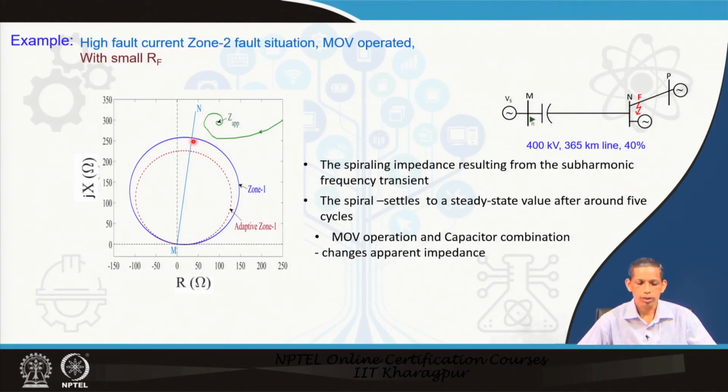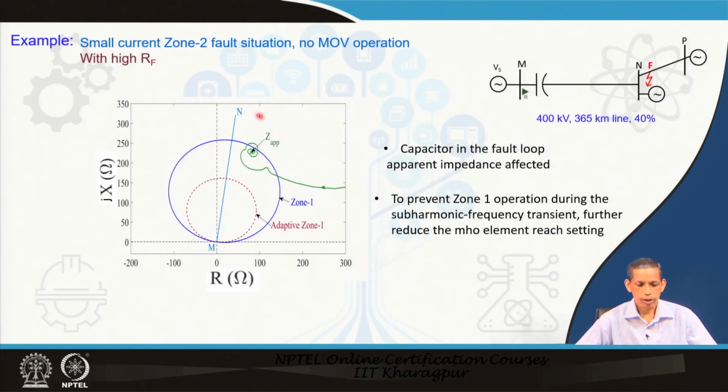But note that in between, because you consider MOV operation in the capacitors, the adaptive setting can be observed. Accordingly, the dotted line corresponds to the current value at one instant of time, and depending upon the current value, the dotted line is an adaptive zone 1 setting. Why do we carry out the adaptive zone 1 setting here? There is a chance that the spiraling due to the presence of the short circuit, the subharmonic component, may enter into zone 1. See this example, it will be more clear now.